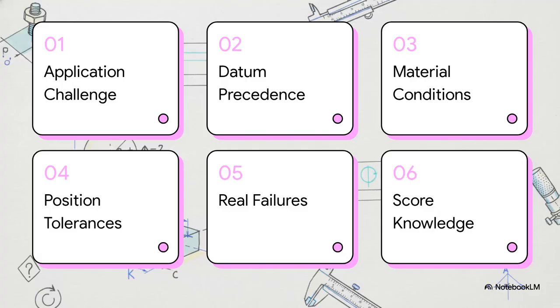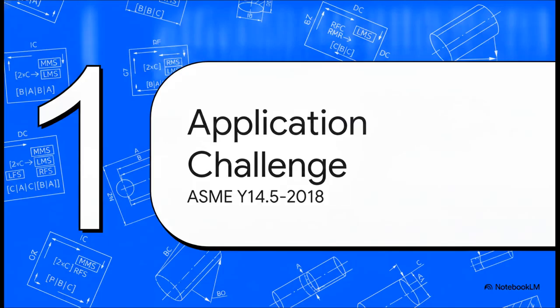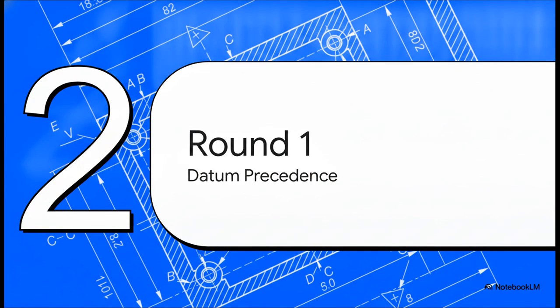Here is our agenda for this explainer. First, the GD&T application challenge. Next, round 1, datum precedence, followed by round 2, material conditions, and round 3, position tolerances. Then we look at real manufacturing failures, and finally, we score your GD&T knowledge. Let's dive in. Section 1, the GD&T application challenge. Section 2, round 1, datum precedence.